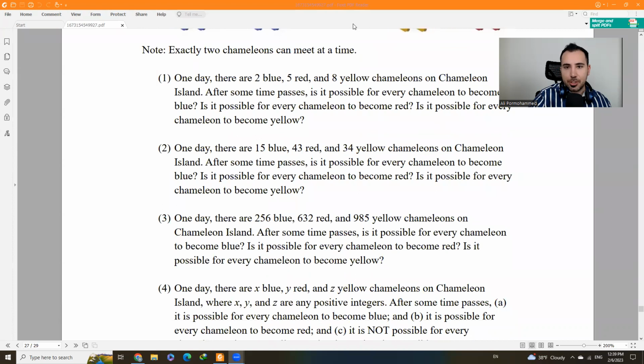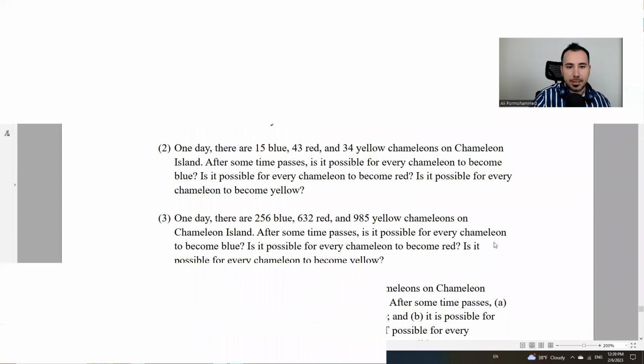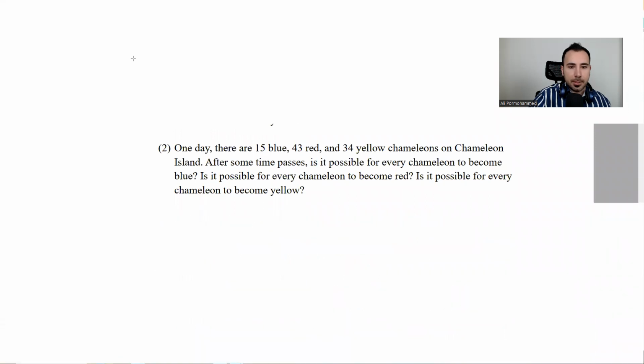But did you manage to establish the rule? Okay, why is it like that? So is it possible for all of them to be blue? Right, we have 15 blues. Okay, 43 reds. 34. Is it possible that all of them be blue? Well, the number of blue is not important. Here it is going to be 43 minus 34. Okay, it's going to be 9, right?